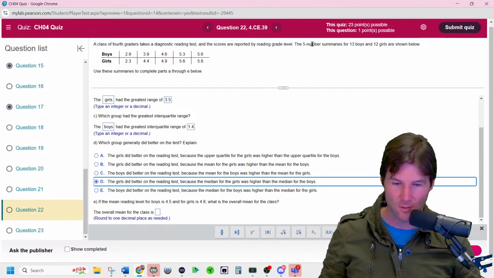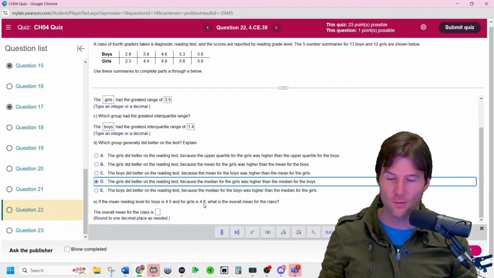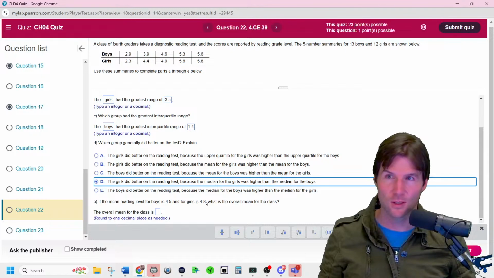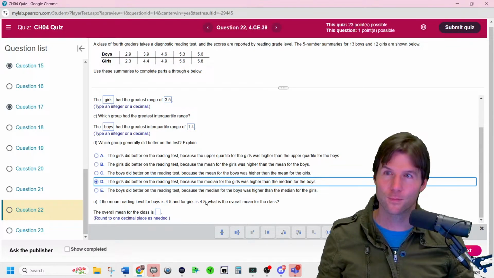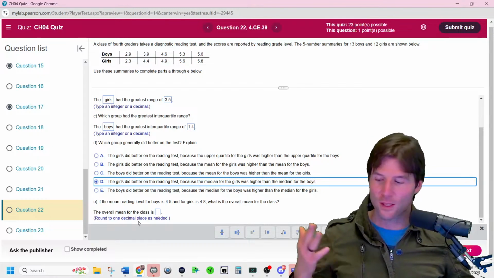It says of the 13 boys, and that's a huge hint, the average was 4.5. Of the 12 girls, the average was 4.8. So what's the average? Does anyone know? To 1 decimal, what would it be? Take a guess, and we'll give points in the chat. This is the part everyone gets wrong.